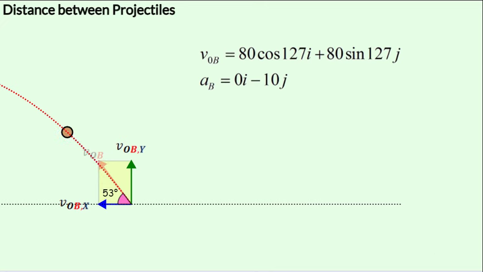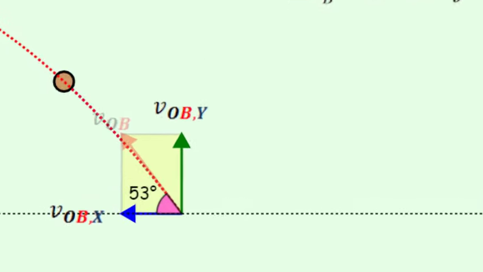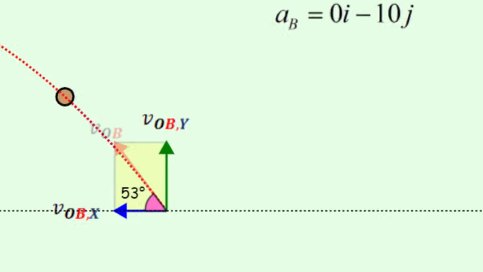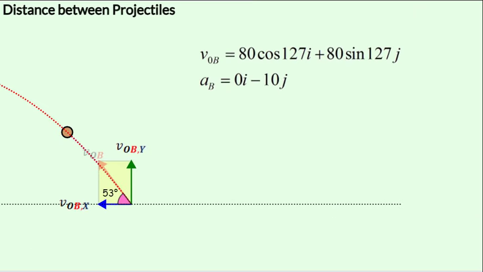Now we take a look at projectile B and express its velocity and acceleration in vector terms. The angle of launch as measured anticlockwise from the x-axis would be 180 minus 53, which is 127 degrees. So the initial velocity vector would be 80 cos 127 i plus 80 sin 127 j after resolving the initial velocity vector. And all the angles are measured with respect to the x-axis.